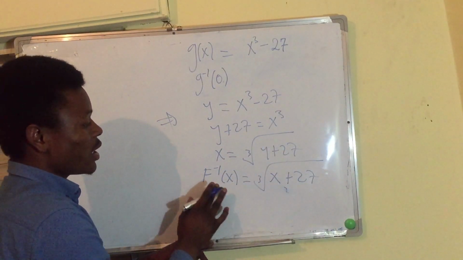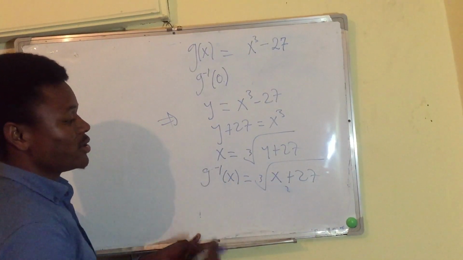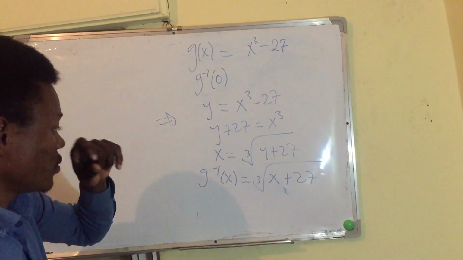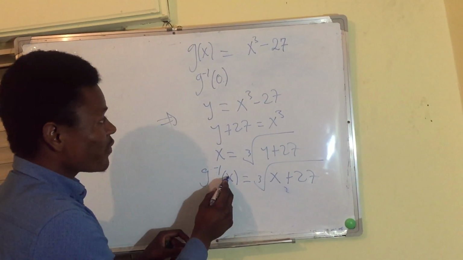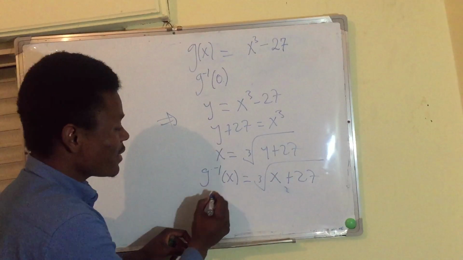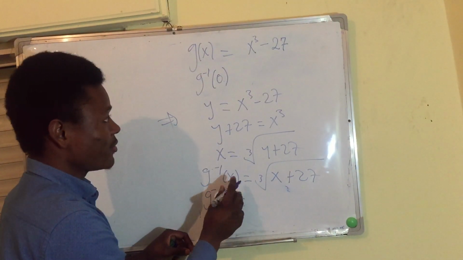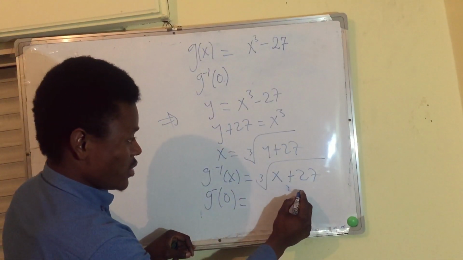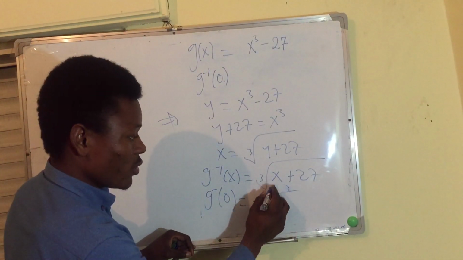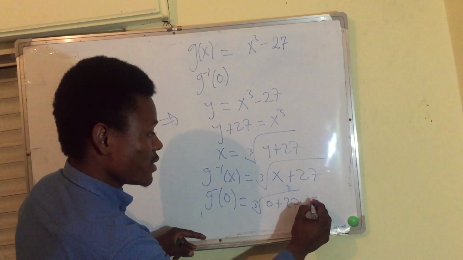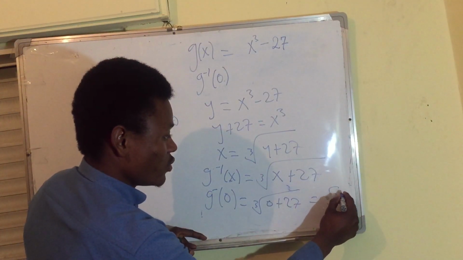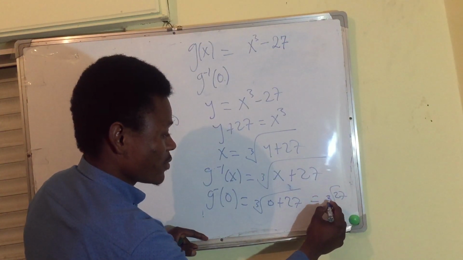So, sorry, this is g inverse because we are talking about g. We are looking for g inverse of 0, which means wherever there is x, we put 0, since it is g inverse of 0. So this is simple. Cube root of 0 plus 27. This is the cube root of 27. What is the cube root of 27?